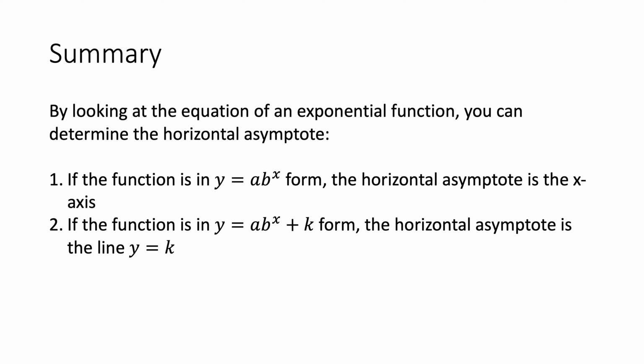If the function is in y equals ab to the x plus k form, the horizontal asymptote is the line y equals k. Remember in this first one, when it's y equals ab to the x, that horizontal asymptote is y equals 0, because that is the equation of the x-axis.